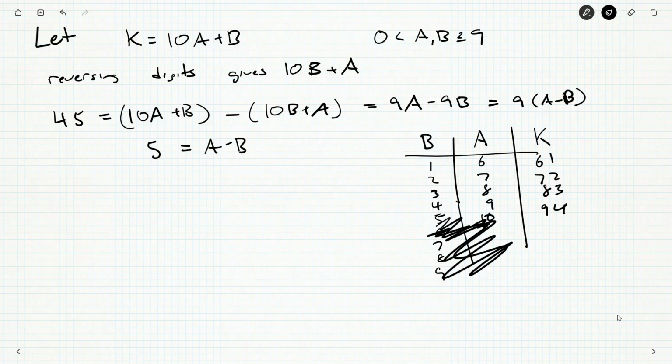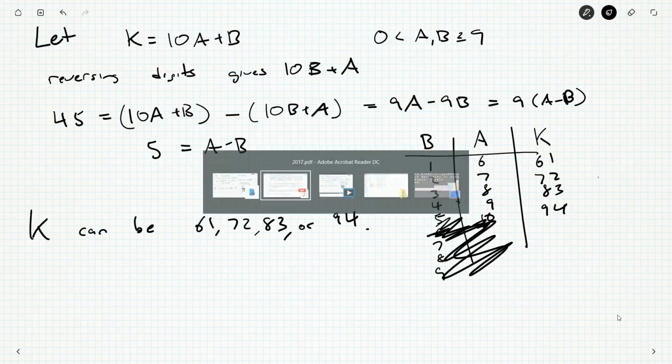If we wanted to, we could check one at random. 83 minus 38. Bring the 1 over. 13 minus 8 is 5. 7 minus 3 is 4. Okay. So here are our possible values. So K can be 61, 72, 83, or 94. 4 different values for K.